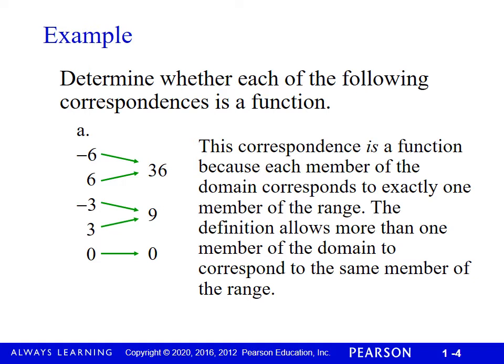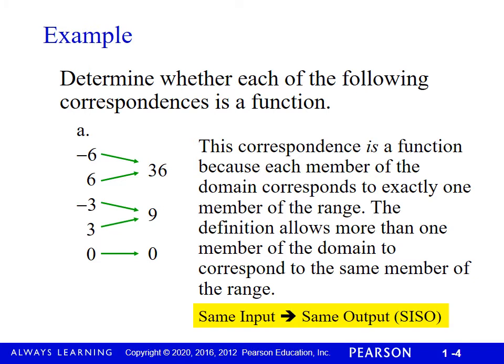Each member of the domain, the input, corresponds to exactly one member of the range, the output, okay? The definition allows more than one member of the domain or the outputs to correspond to a different member of the range, okay? The way I suggest that you remember this is same input, same output. If every time I put the same input in, I get the same output, that means only one arrow coming out, or SISO, it is a function.